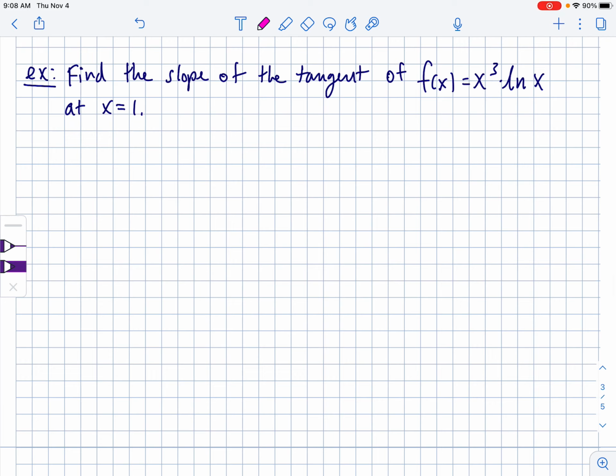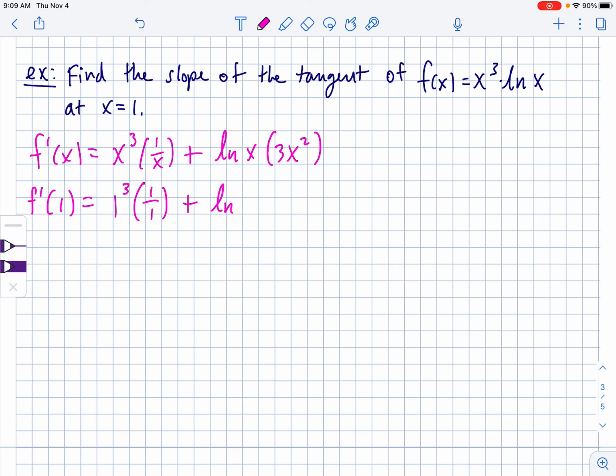Find the slope of the tangent to that. It's a product rule. So now we're just finding slope again. So f prime of x equals first d second plus second d first. And then we got to plug in a 1 to find the slope of the tangent. So we get 1 cubed times 1 over 1 plus ln of 1 times 3 times 1 squared. Nope, not there. The square goes there.